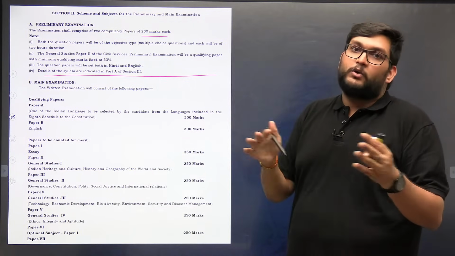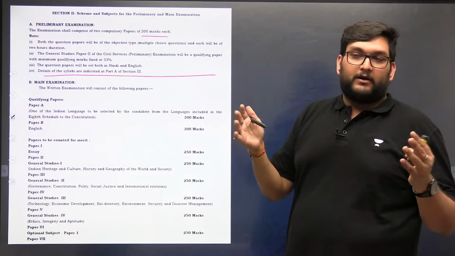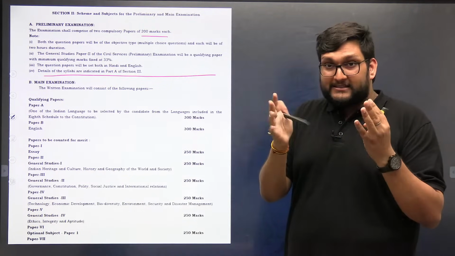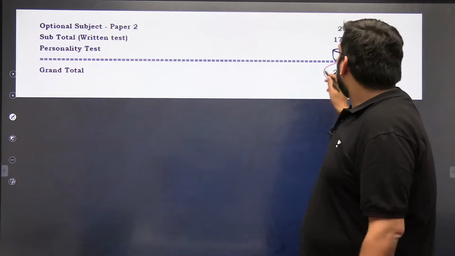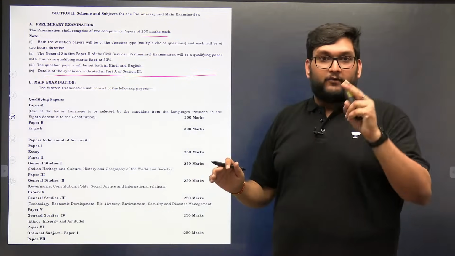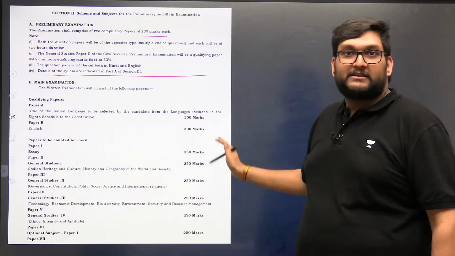Once you clear it, you are eligible to write mains. That is the only part. So you can get 190 out of 200 in GS paper 1, but still it will not be counted here. In 2025, it is not counted. In 2025, what is counted is the GS papers and your optional with the personality test.